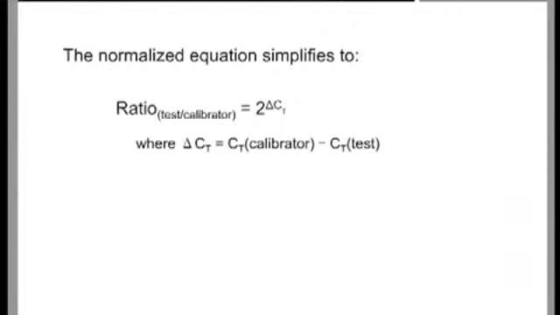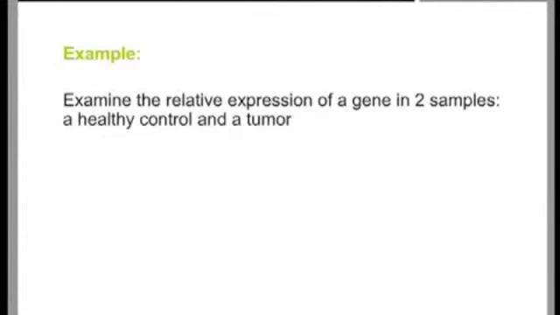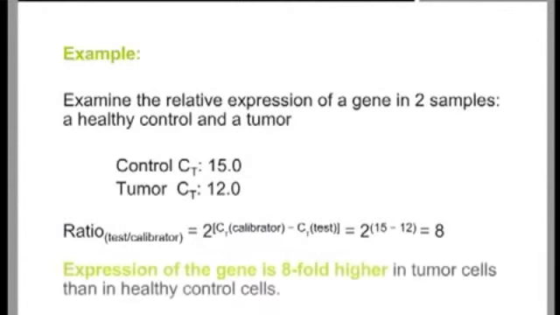The ratio is equal to 2 raised to the power of delta CT, where delta CT is the difference in CT values between the calibrator and test sample. This equation can be entered into a spreadsheet for automated analysis of multiple samples. Here is an example examining the relative expression of a gene in a healthy control sample and in a tumor sample. The control yielded a CT of 15, and the tumor a CT of 12. Using these values with the equation we derived on the previous slide, we find that the expression of this gene is 8-fold higher in the tumor cells than in the healthy control cells.